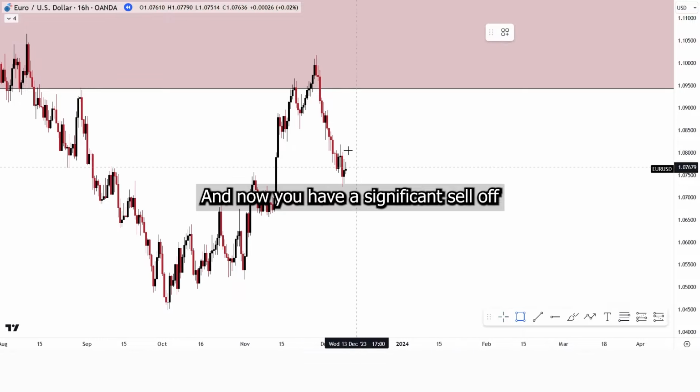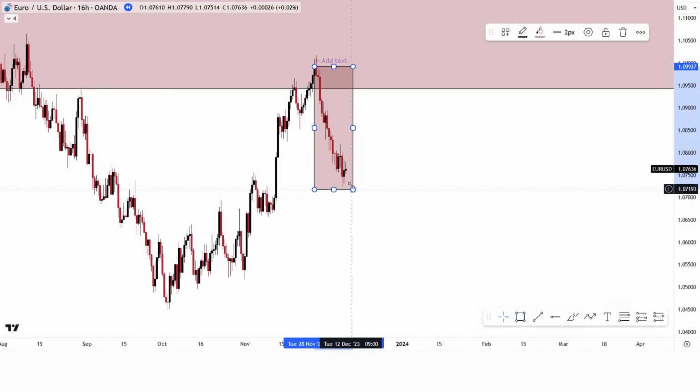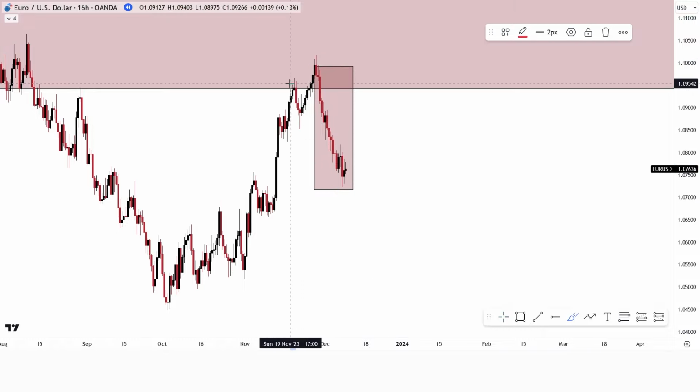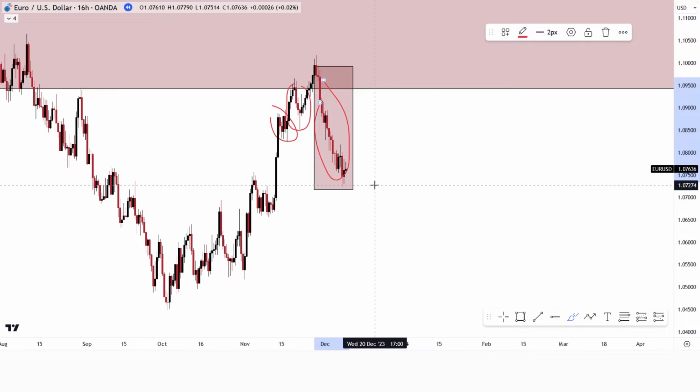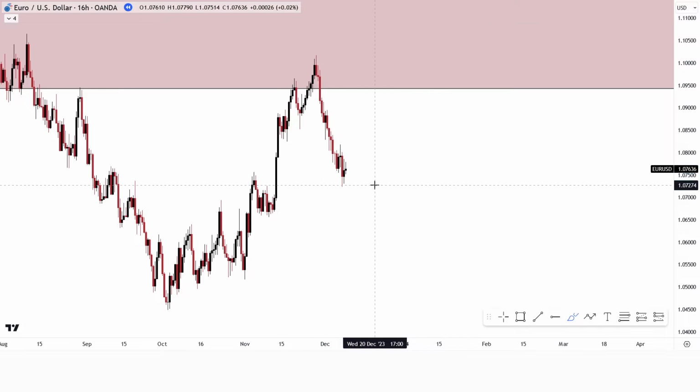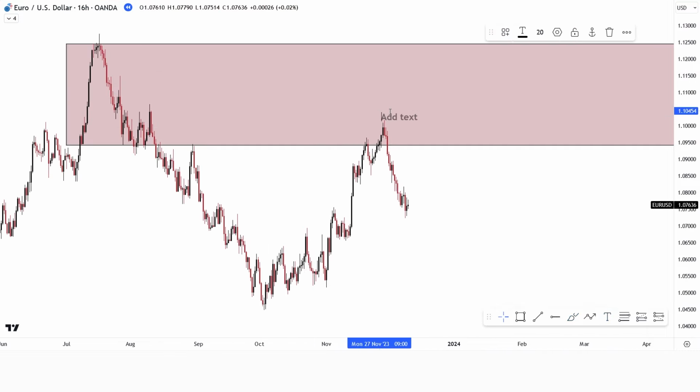And now you have a significant sell-off, much greater than the previous two swings. So now what are we referencing? We're referencing this sell-off and this sell-off. So the selling pressure here is much greater than anything we encountered recently. So now we can confirm this as our selling climax. And a significant pull away will be our automatic rally.